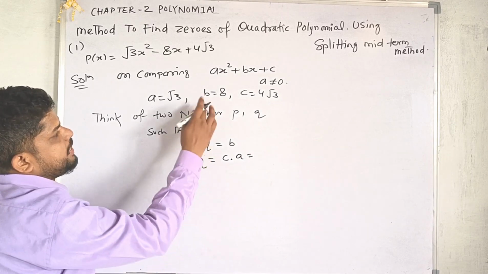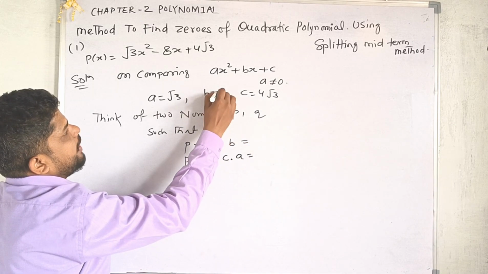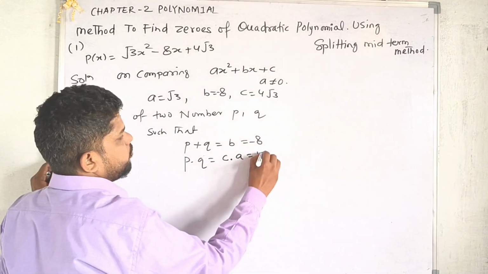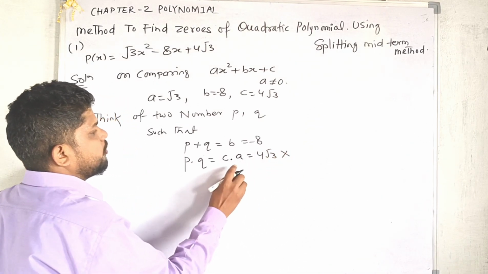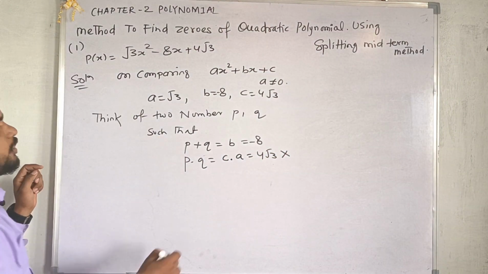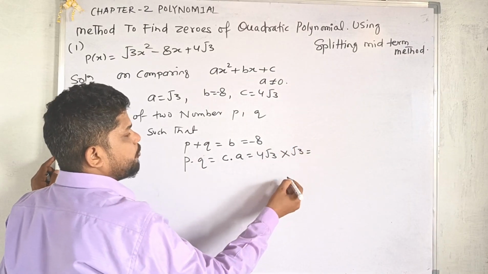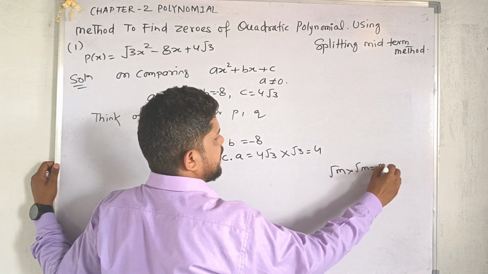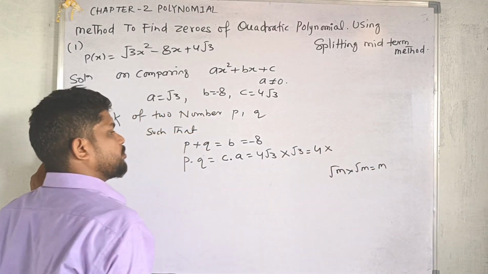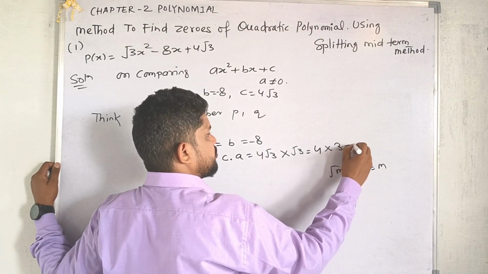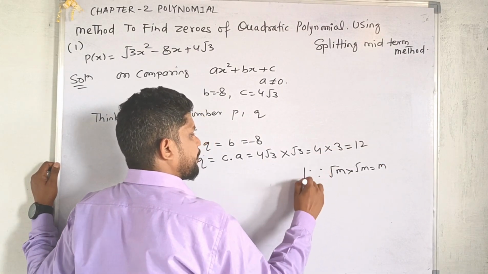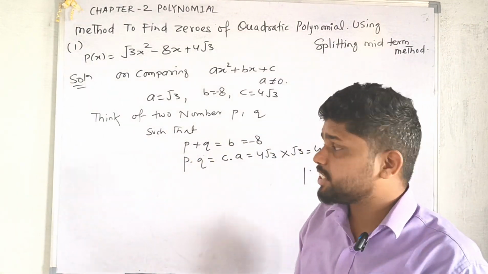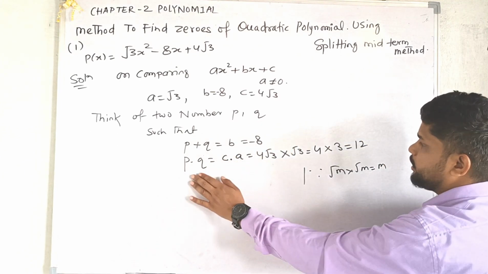What is the value of b here? The value of b is minus 8, and what is the value of c here? The value of c is 4 root 3, into what is the value of a here? The value of a is root 3. So we know that root m into root m is just m. So root 3 into root 3 is just 3. So that is 4 into 3, that is 12. So now we have to think about two numbers p and q such that their sum is -8 and their product is 12.